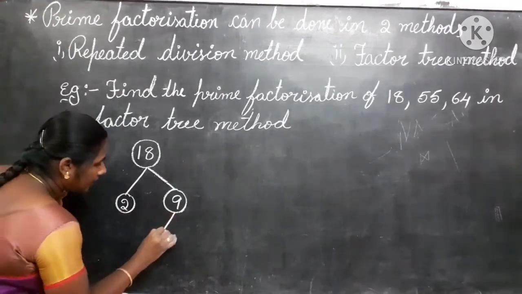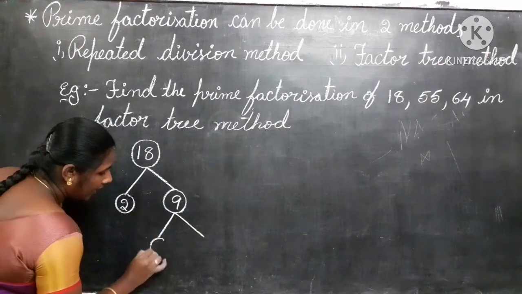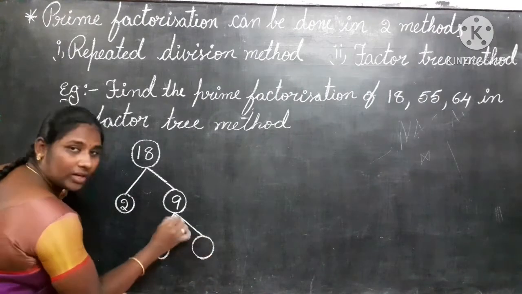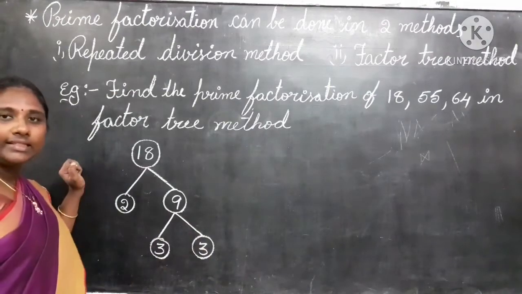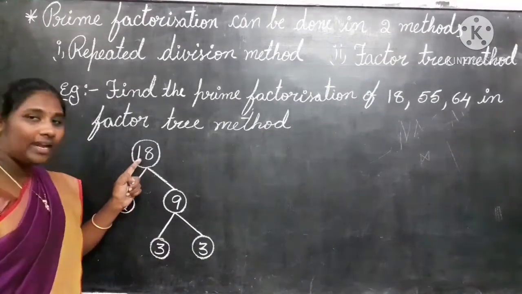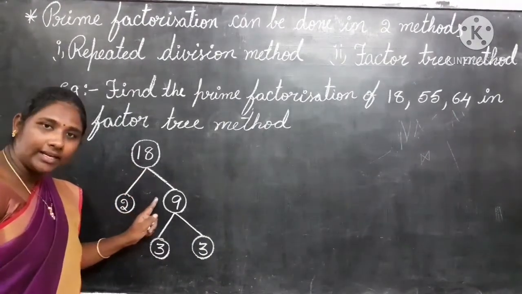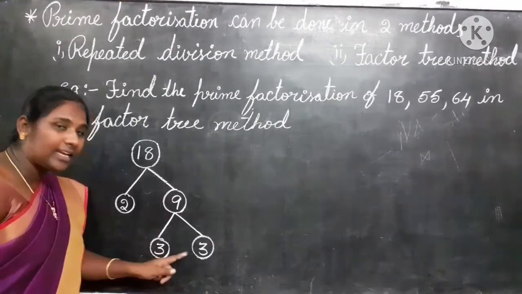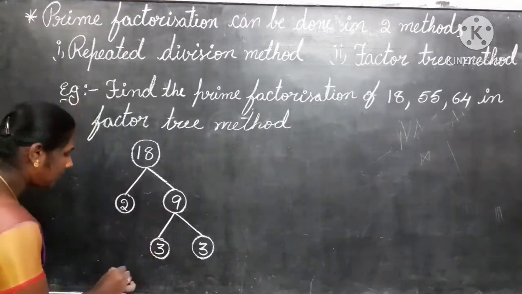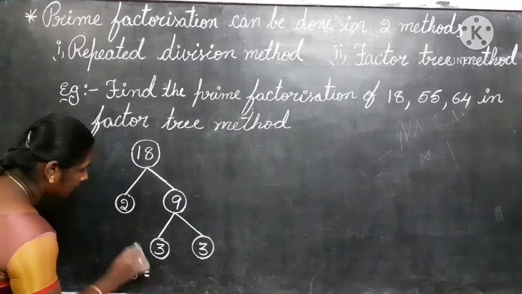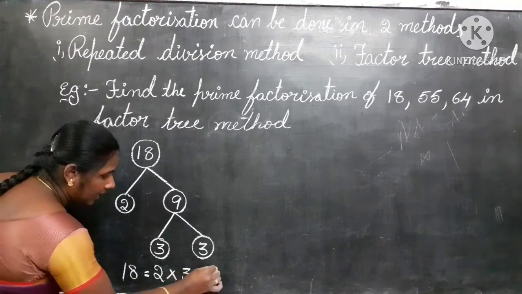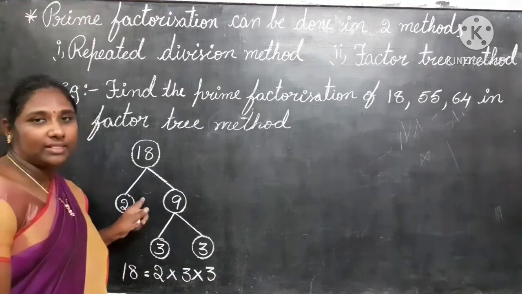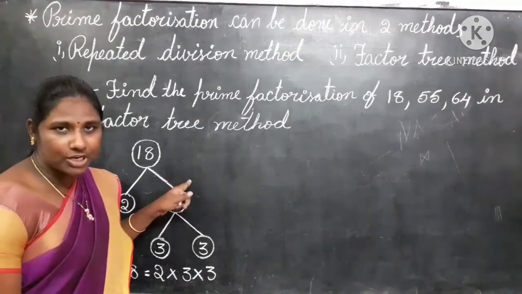Now we can write 3 here. 9. We can write factors for 9. Yes. 3 3s are 9. For 18 first we write 2 9s are 18. Next for 9 we write 3 3s are 9. So 18 is equal to, how we should write? 2 into 3 into 3. This is factor tree method to find the prime factorization.